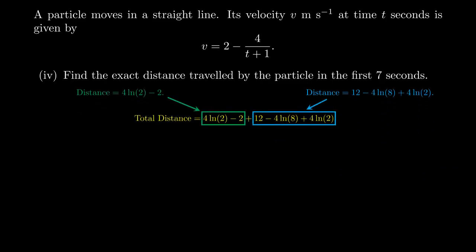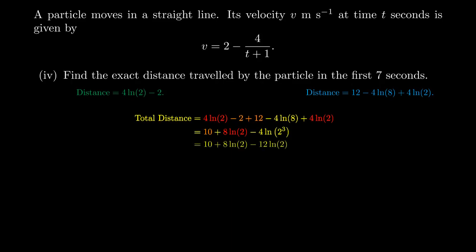The total distance traveled will be the sum of the two distances we just calculated. So we collect some like terms. Negative 2 plus 12 is 10, and 4 log 2 plus 4 log 2 is 8 log 2. You'll notice I've also changed the 8 into a 2 cubed. The reason is that now we can use a little log rule to throw the 3 outside. 3 times 4 gives me 12, and that lets me simplify one last time to 10 minus 4 log 2. And so that's the answer to the question.